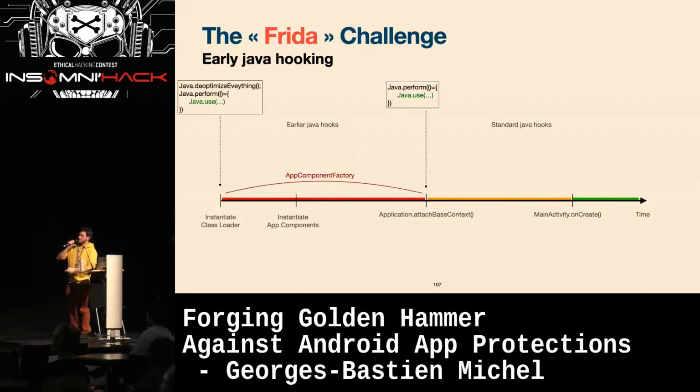So, for example, to perform a hook, in our case, instead of hooking from the application attach base context, as a lot of protected applications perform a System.loadLibrary of the native libraries inside the app component factories, you should perform a Java hook using Java.deoptimizeEverything inside the thread or Java.performNow.